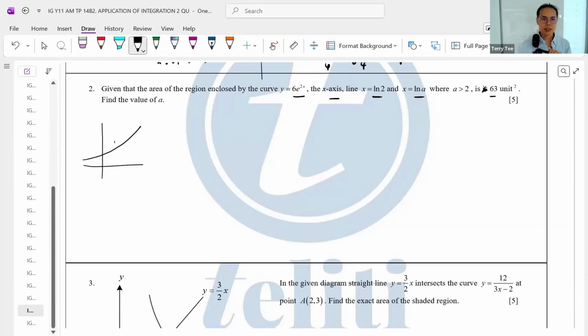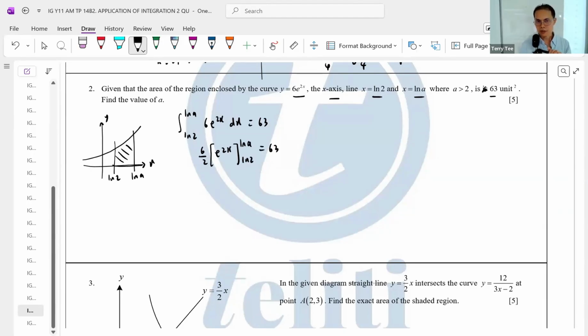What matters is your limit, x equals ln 2, x equals ln a. This is your x-axis, so this is your region. So we should integrate from ln 2 to ln a. Your function is 6e to the power 2x dx. Your area is 63. So when you integrate, you're going to divide. 6 divided by 2, copy e to the 2x. You can leave the 6 over 2 outside. ln a on top, minus ln 2 below, the result is 63.